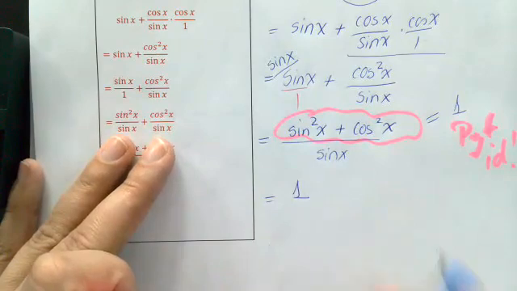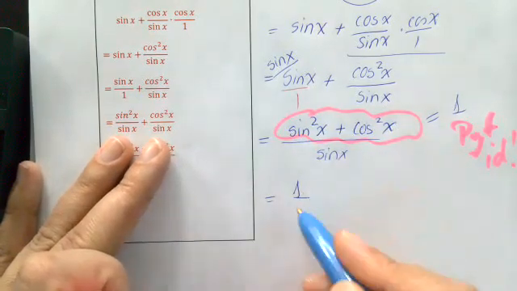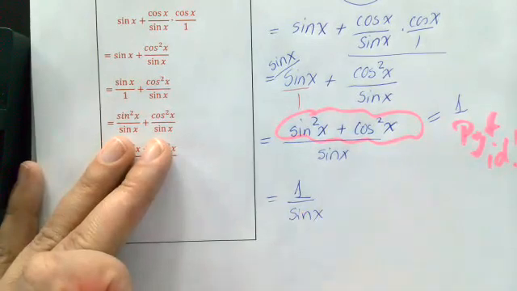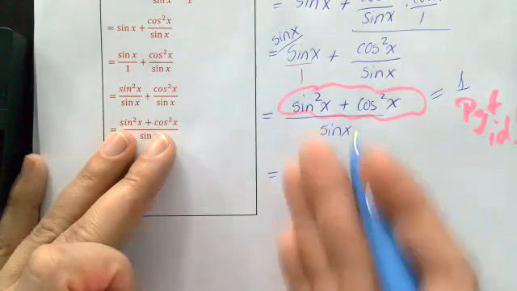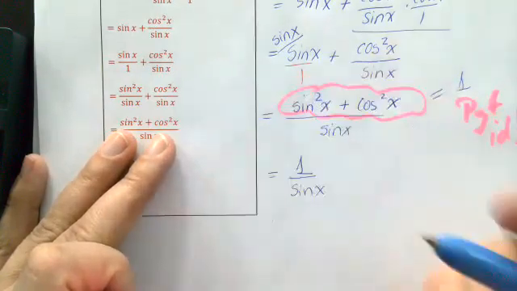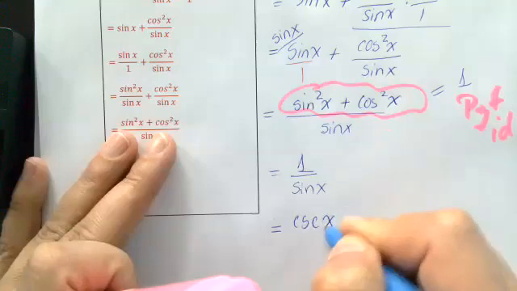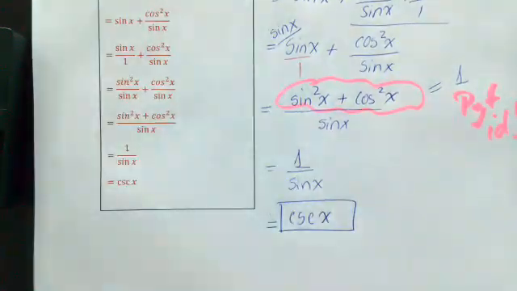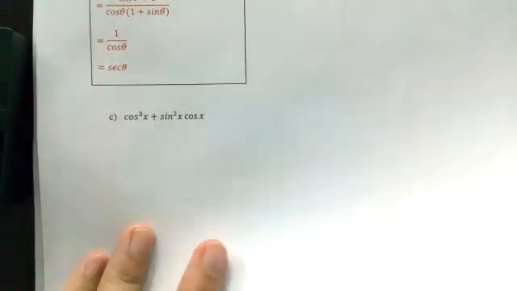Okay, so when you get to a Pythagorean identity, look how nice it simplifies all of that to 1 over sine of x. And then we can take it one more step. Instead of writing a reciprocal, I can write the name of this reciprocal. What's the function that's the reciprocal of sine? Cosecant of x. And that's it. Okay, so that's how you simplify it. Do one more.